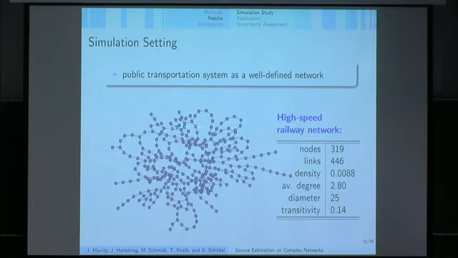So here we have an artificial network which is similar to the high-speed network in Germany, which has about 320 nodes and 450 links. The density is still low, the average degree much lower, so much more similar to other public transportation networks reported in the literature. The diameter is 25, and we have a relatively large transitivity of 14%.